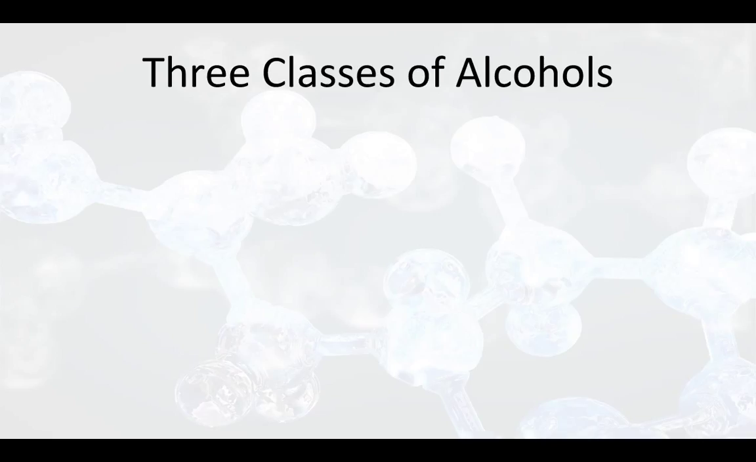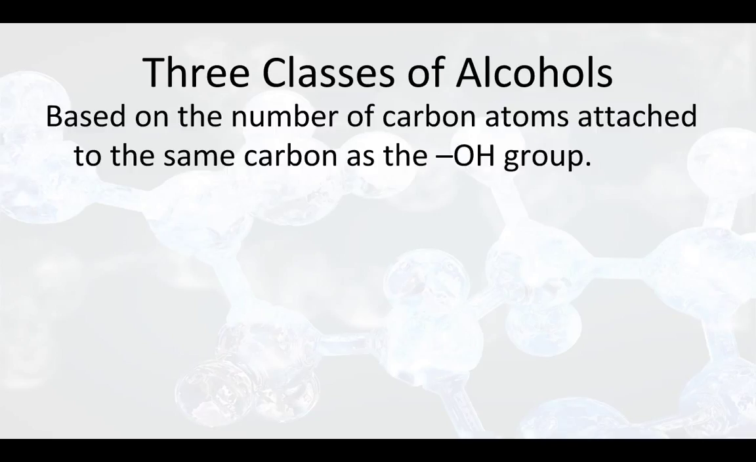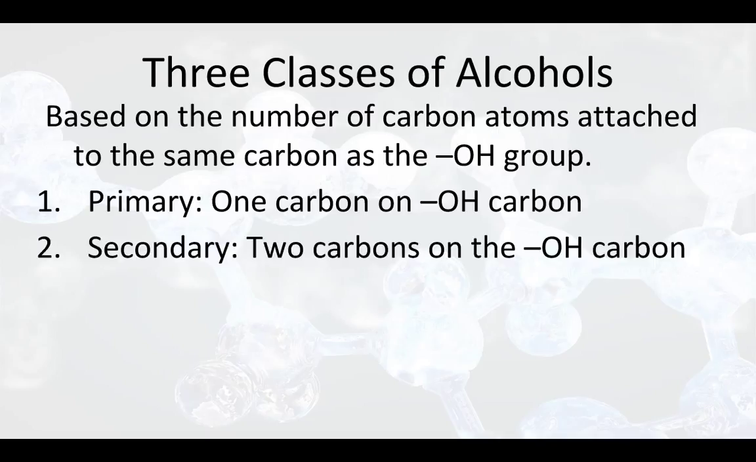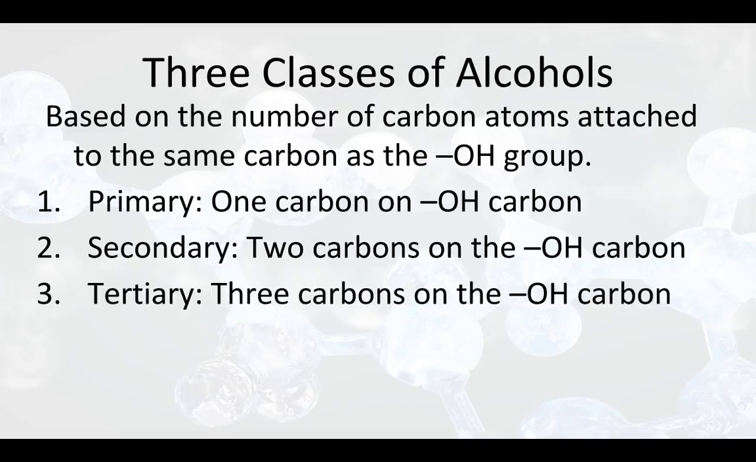There are three classes of alcohols, and it's based on the number of carbon atoms attached to the same carbon that the OH or the hydroxyl group is attached to. So if there's just one carbon attached to the carbon that has the OH on it, we call that primary. If there are two carbons attached to the carbon that contains the OH, we call it secondary. And the biggest that we can get is tertiary, where three carbons are attached to the carbon that contains the OH group.